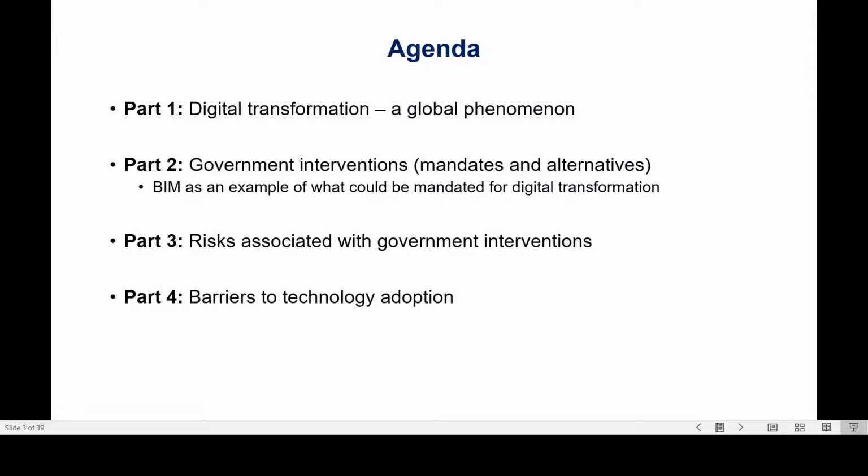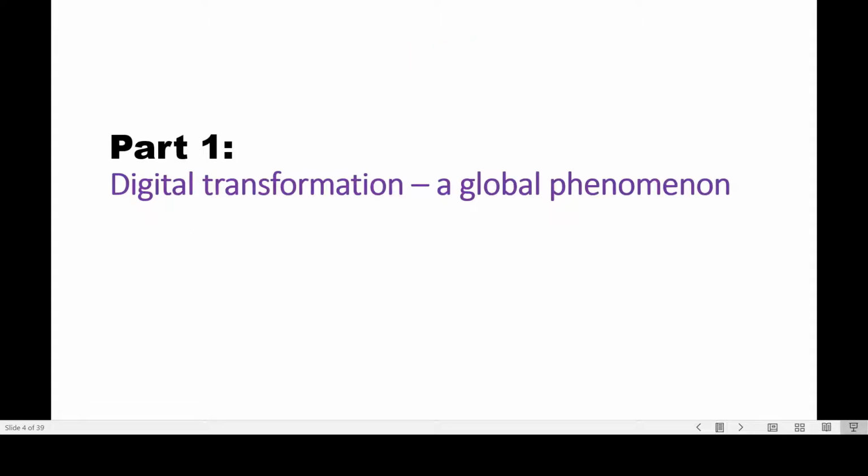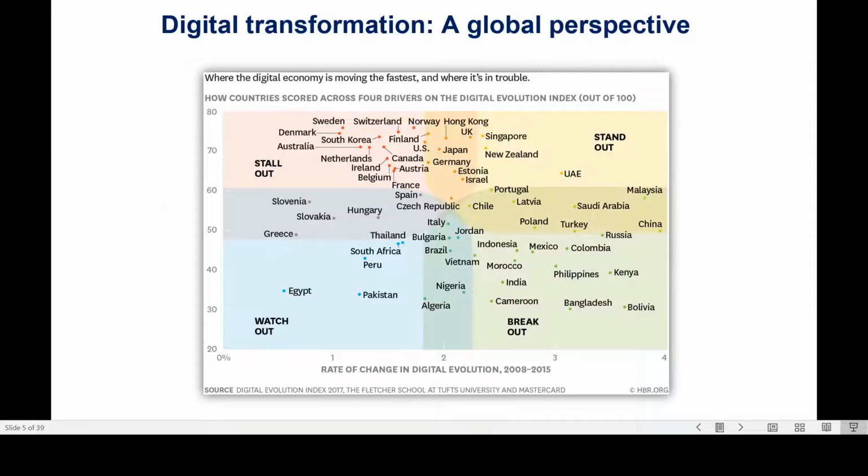And then the fourth part, we'll talk about barriers to technology adoption. And finally, we'll end with mandate or nudge: what do you mandate? Who do you mandate? And when do you do the mandation? So, part one, digital transformation as a global phenomenon.